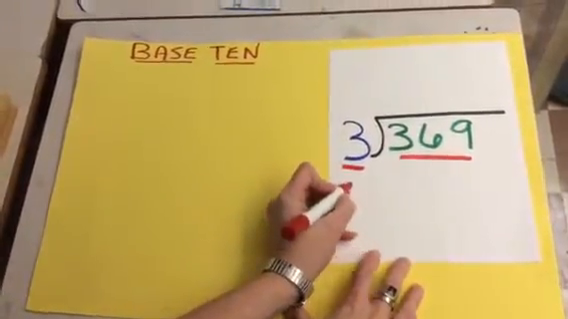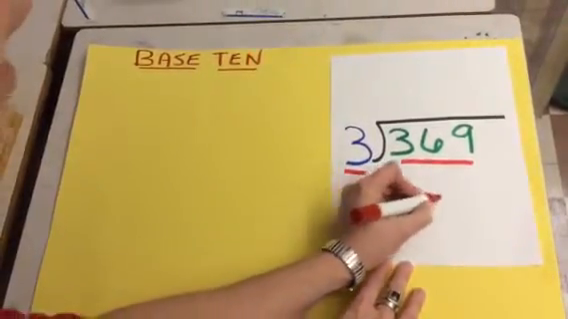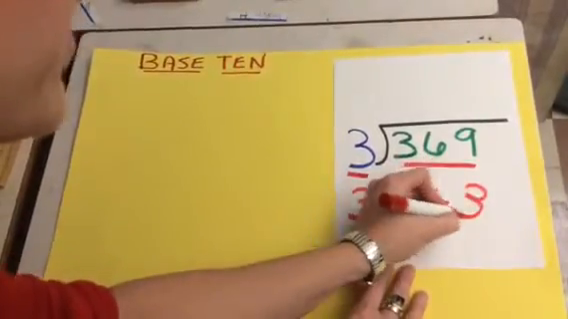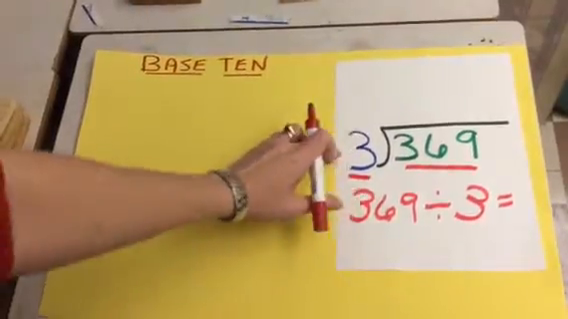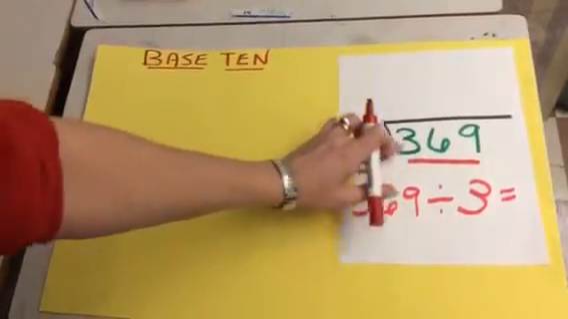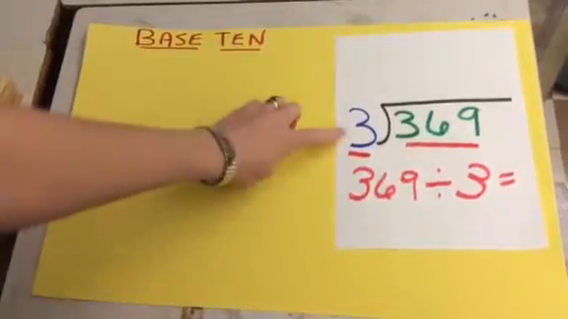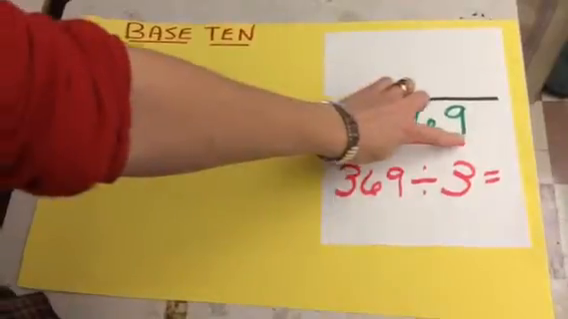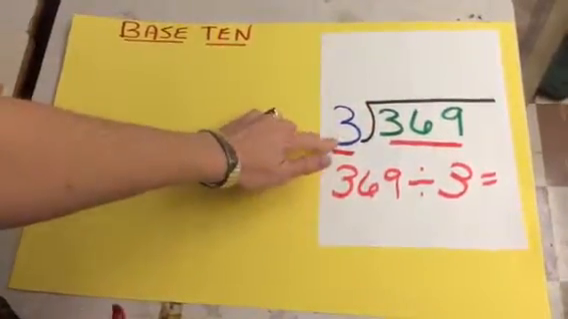You might have seen this before as 369 divided by 3, okay? So that's how you might traditionally see it, but doing long division, you're going to want to set it up using this method. So what is this telling us? This is telling us that we have 369 altogether, and we have to divide it evenly into 3 groups.